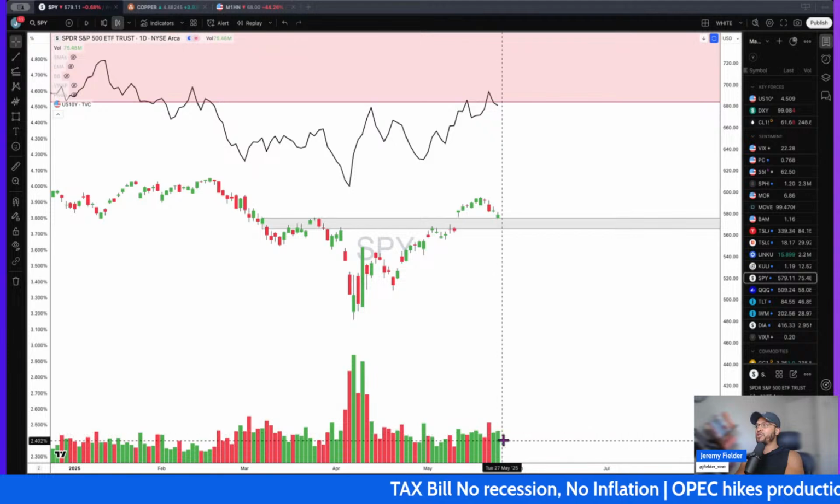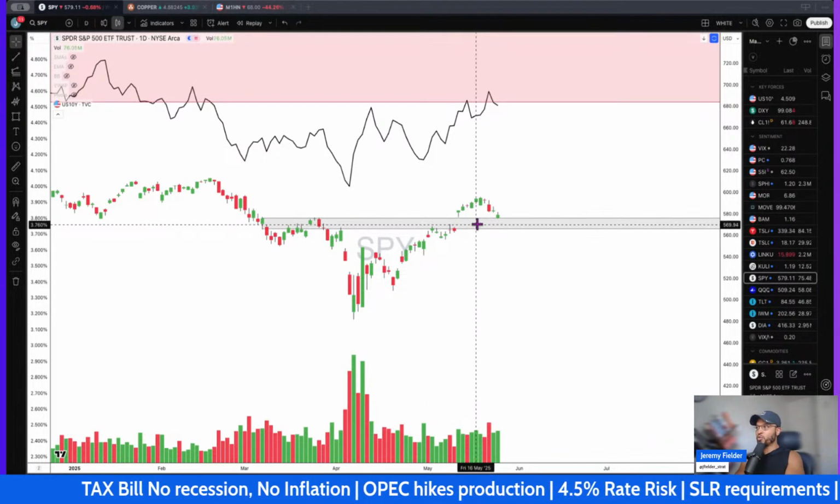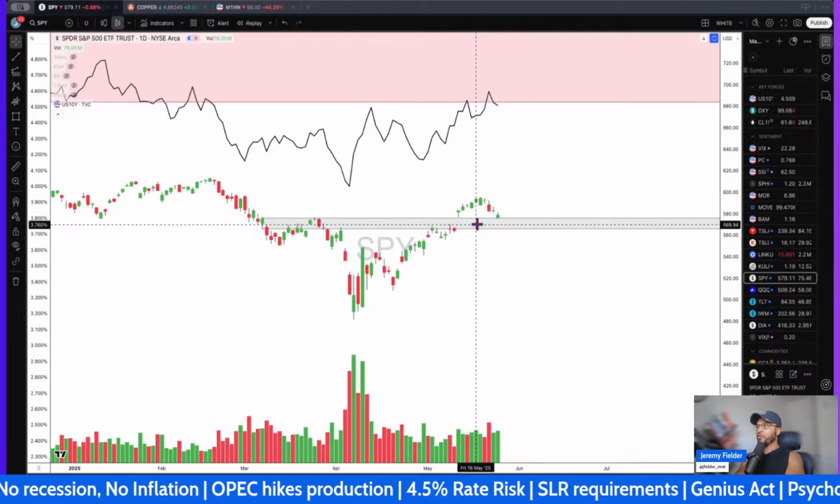Although it does look nice. You do have some volume. You do have some buyers stepping in, right? Let me know how the volume is, if everything's working correctly. Never know from my end.